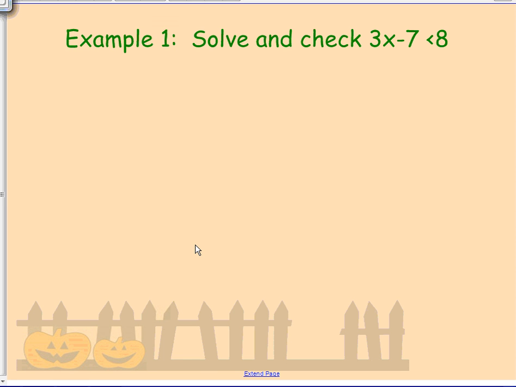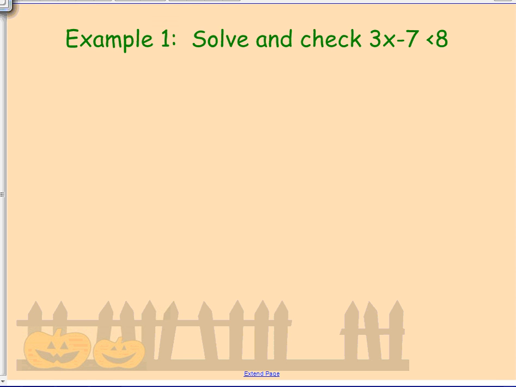All right, today we're going to be talking about solving two-step inequalities. These are very similar to two-step equations. However, you do need to remember the rules of inequalities and when you need to switch the sign and how to graph it and things like that.